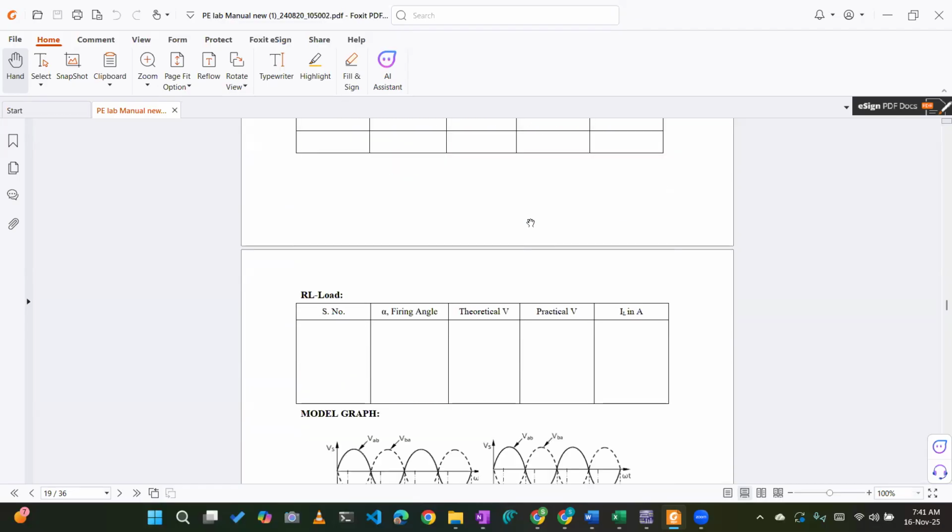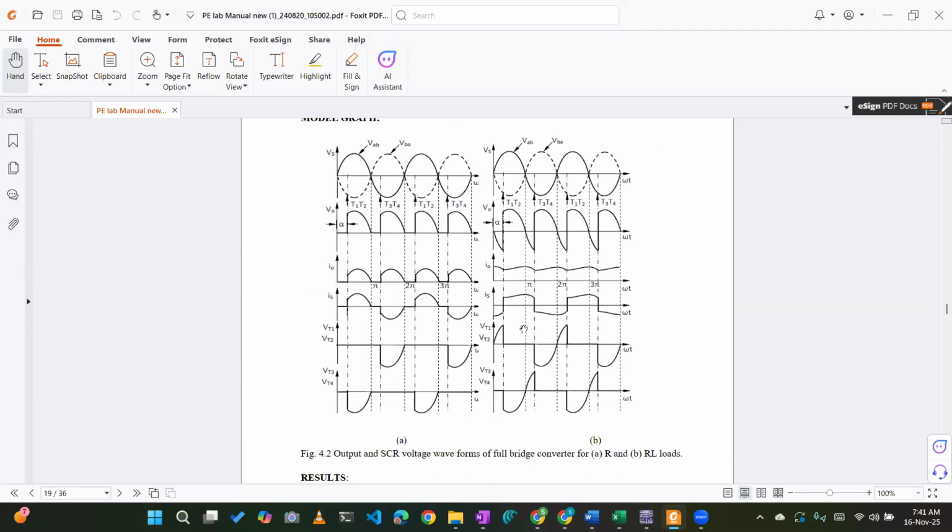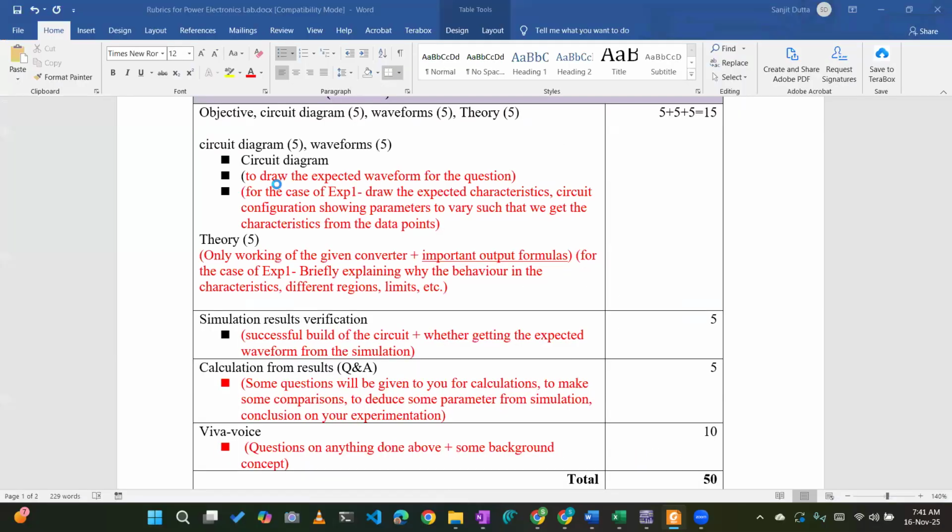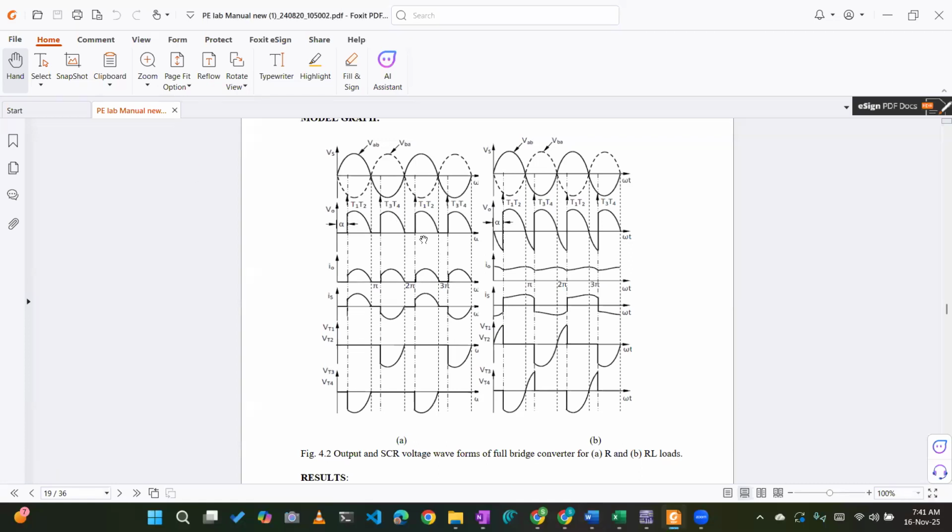Then you have your waveforms given here. Suppose you are asked in the exam 45 degree. At 45 degree, you have to do the simulation. Then draw the expected waveform. What will be the expected waveform? This waveform only with alpha equal to 45. Everything remains the same. If this is for R load, everything remains the same. For RL load, it depends what inductance you have given. You can draw this one itself if it is continuous conduction.